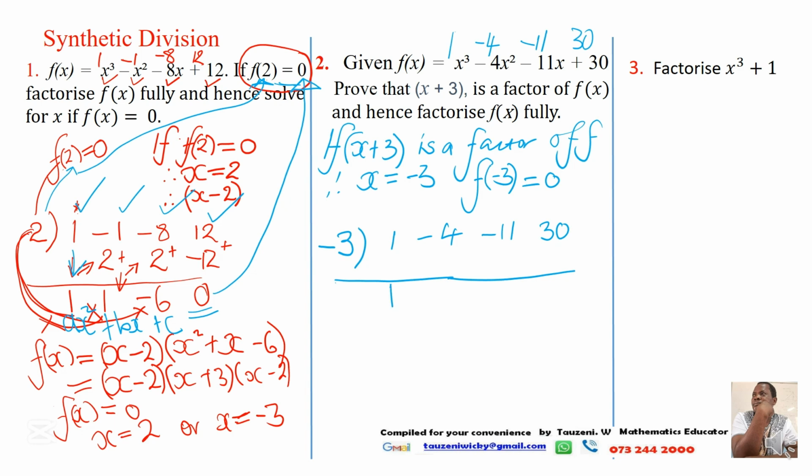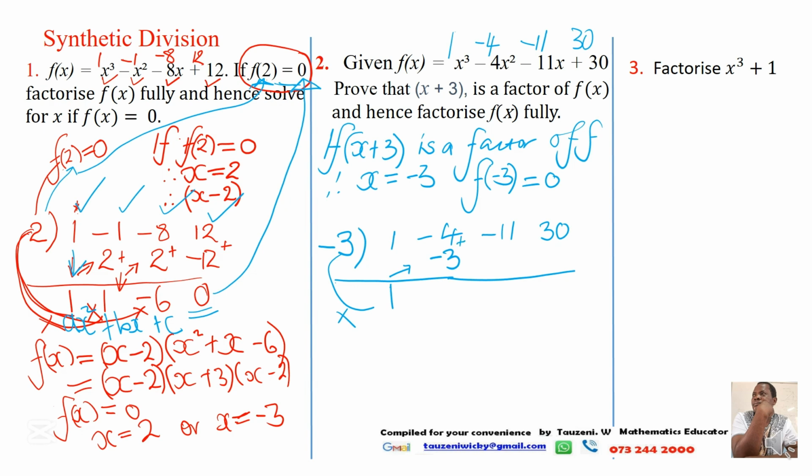The first value, you bring it down here. Then you begin the cycle of multiply, write the answer in the next column, and add the numbers. Repeat: multiply, write the answer in the next column, add. Multiply, write the answer, add.